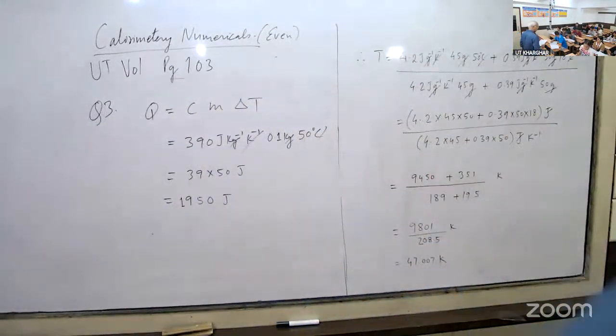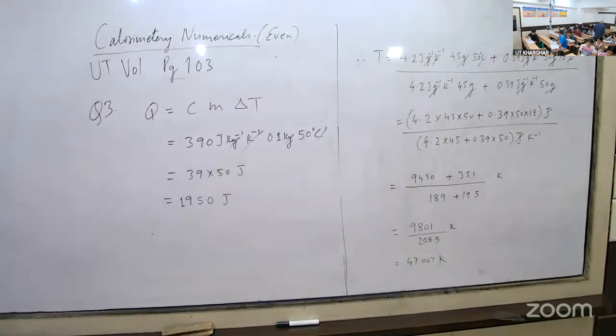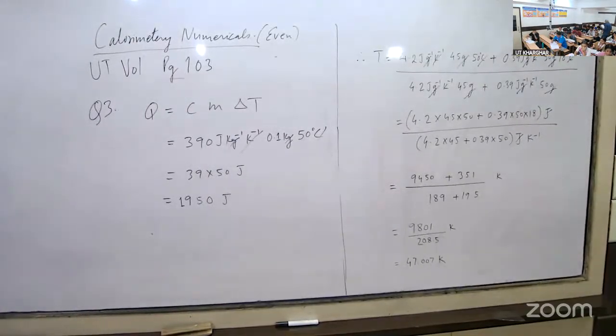So this was a straightforward question. You only have to calculate the heat needed to raise the temperature of copper from 20 to 70 degrees. So try question number 4. Very good question. Let me see how many of you are able to do it.